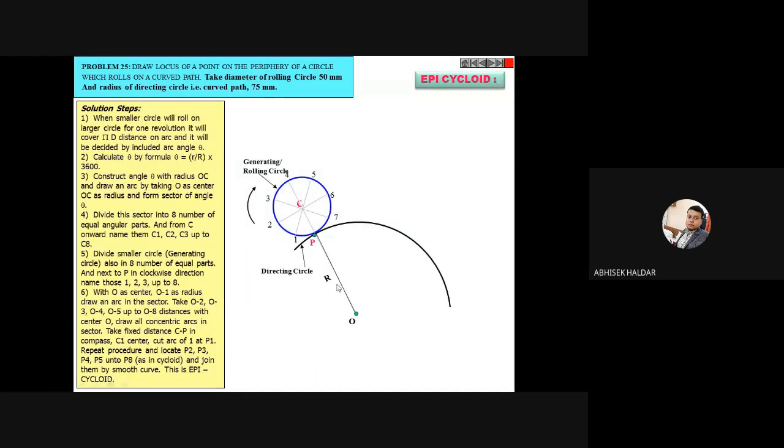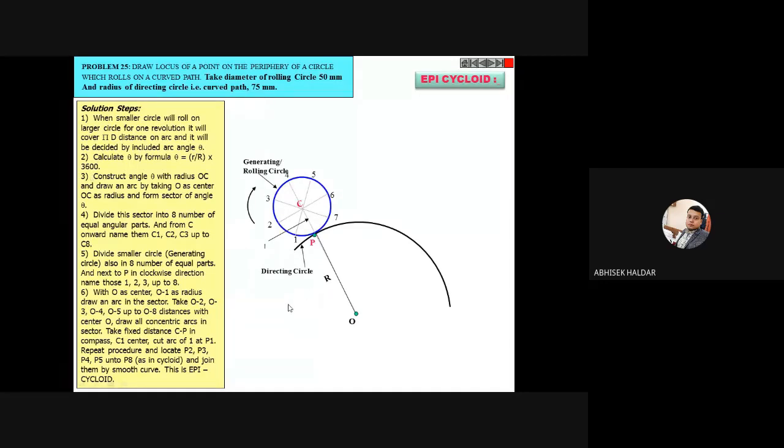So that will create a sector, basically an angle at the center, on this directing circle. What is the value of that angle? You have to calculate that. Here there is no need to calculate the pi d distance. Here I have to calculate the angle theta. This is the equation: basically theta is equal to small r by capital R into 360.